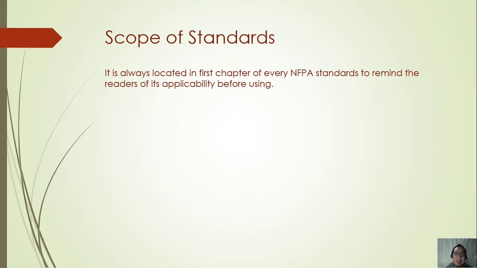In NFPA, guys, there is a standard table of contents. Mainly in the first chapter, it is standard to have a scope. So even in NFPA 72 or NFPA 90A or NFPA 70, they all have the same pattern when it comes to the template of the standard. In the first chapter, you will always find the scope. That's why it is always located in the first chapter of every NFPA standard, to remind the readers of its applicability before you use it.